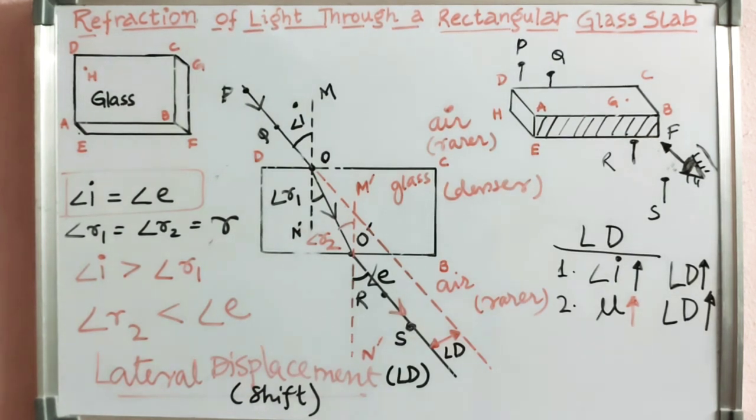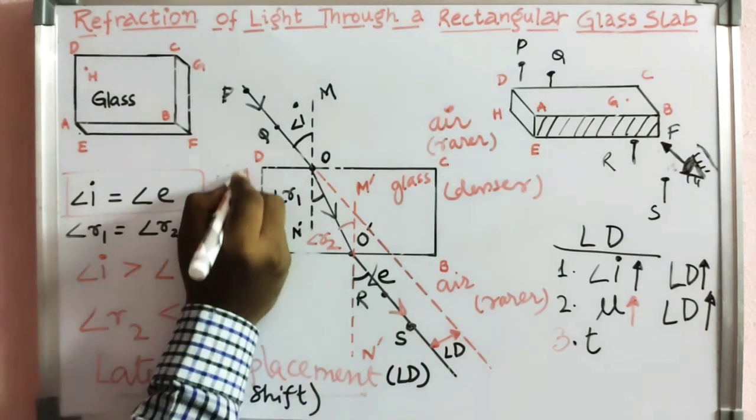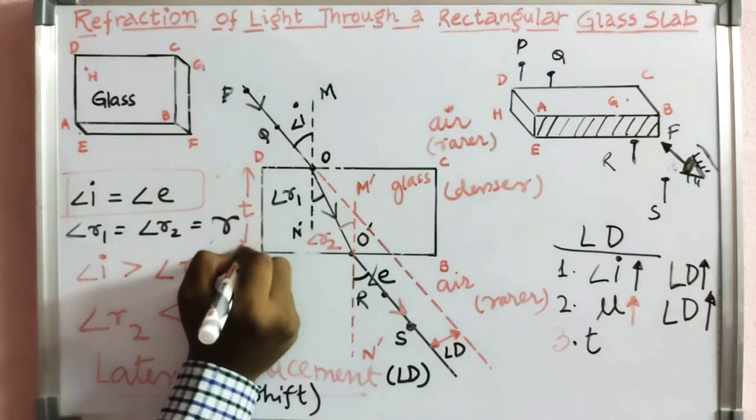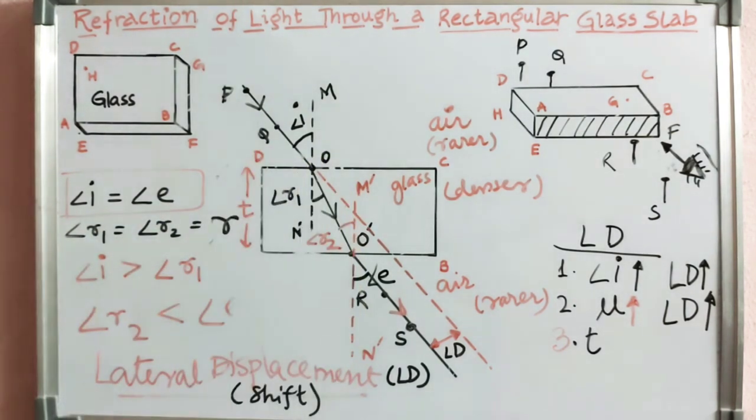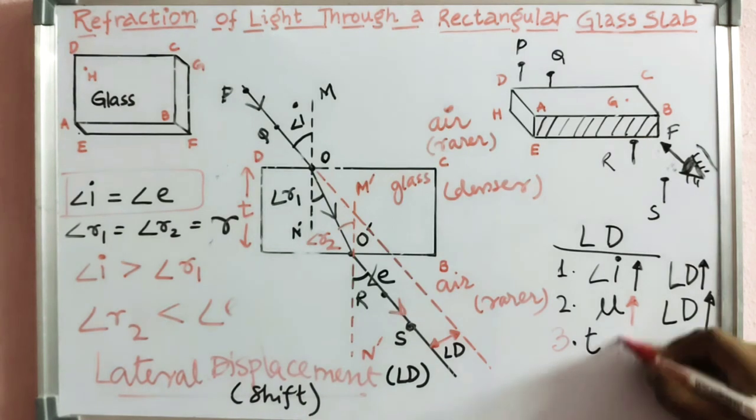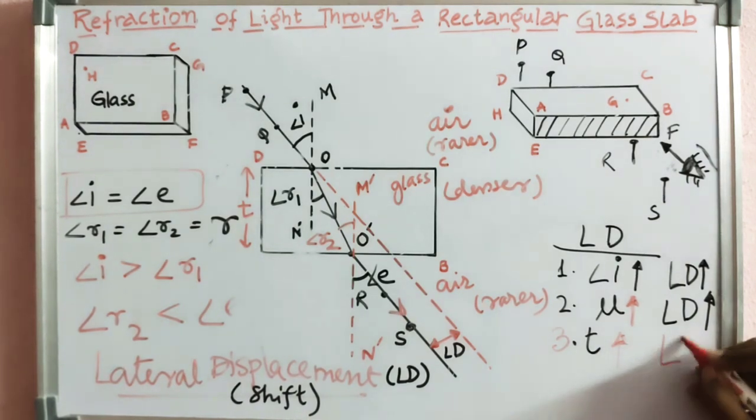Number 3, it depends upon the thickness of the glass slab. Lateral displacement depends upon the thickness of the glass slab. What is the thickness of the glass slab? I am drawing here. So this is the thickness of the glass slab. The more the thickness, the more the lateral shift, or lateral displacement will be more.